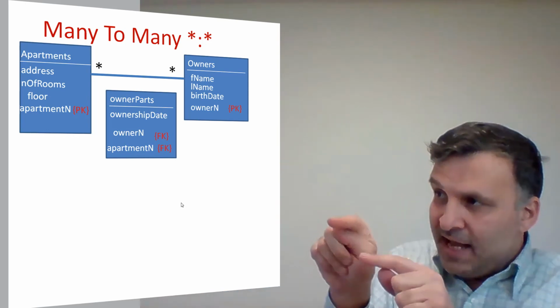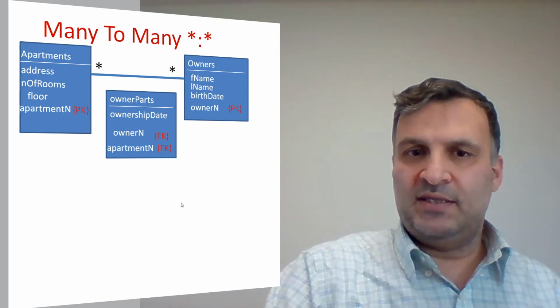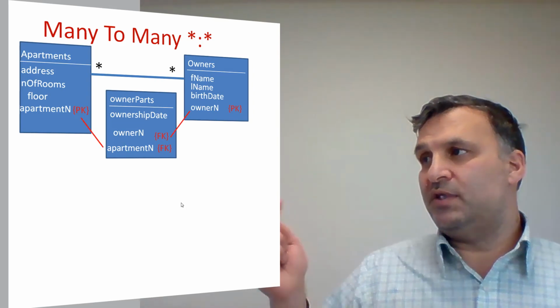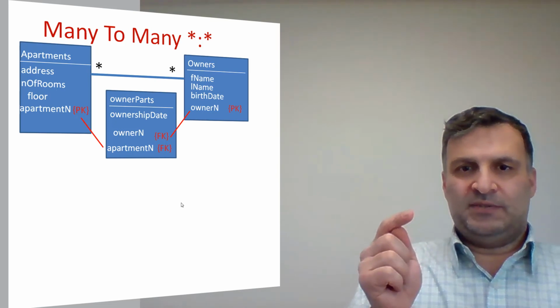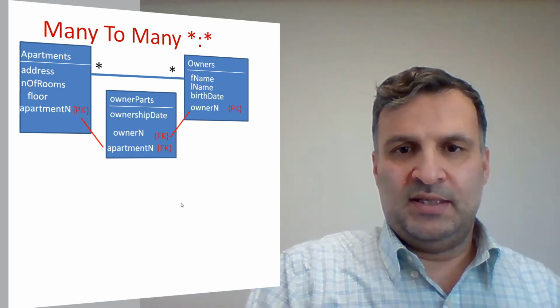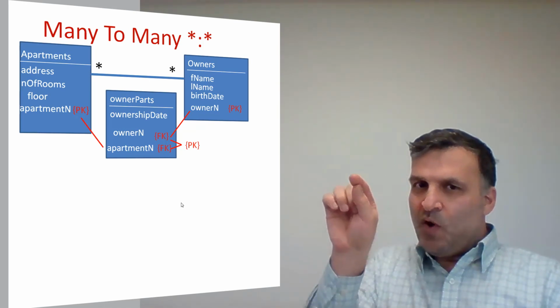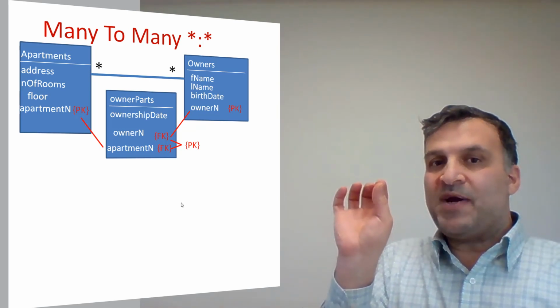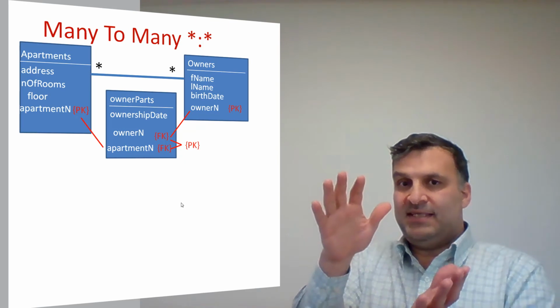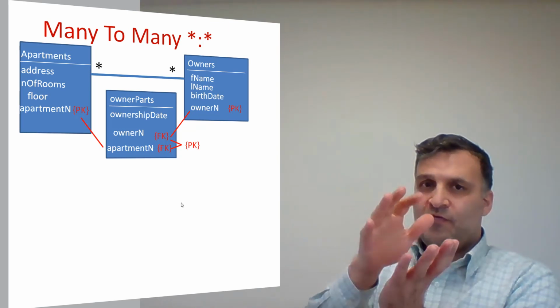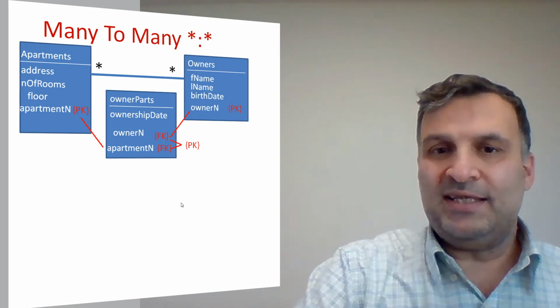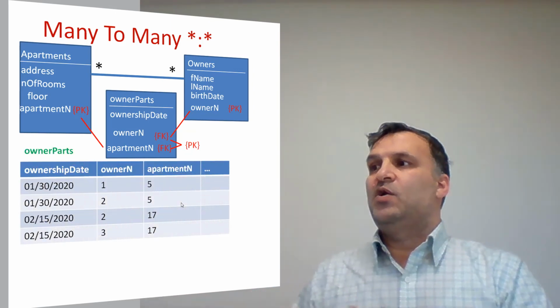For this reason, we have two foreign keys, one for the owner and one for the apartment. And what is important, for each occurrence in this small table, we have a primary key. This primary key is combined from the two foreign keys. We can understand that better if we look at the table.